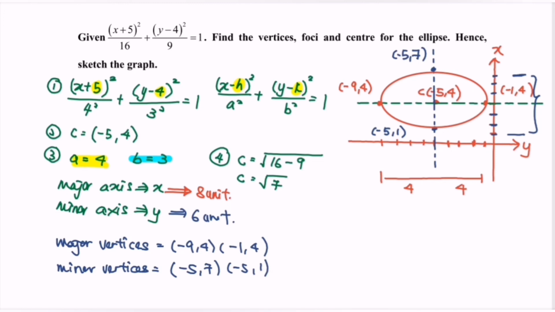Next, what we have to find is the foci. Where is the location of the foci? It's in between the major vertices and the center. So here will be the location of the foci. Kindly refer to the value c. We have to shift toward the left for 7 units and also toward the right for 7 units. So for the foci, the answer will be (-5 minus square root of 7, 4) and (-5 plus square root of 7, 4) as coordinates.